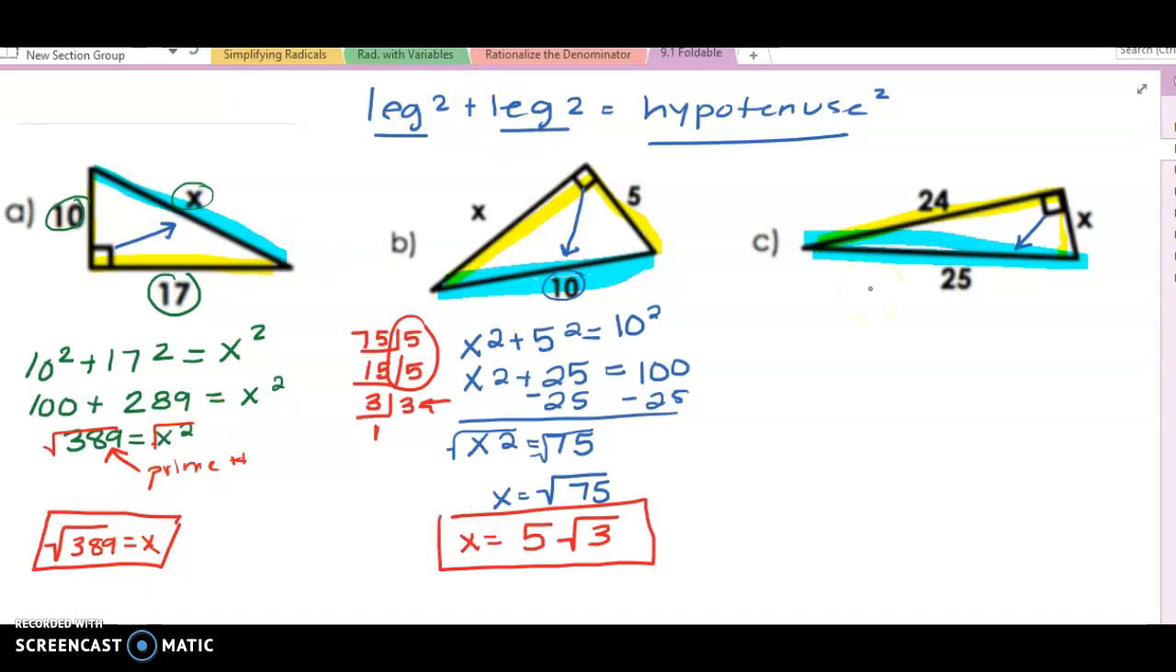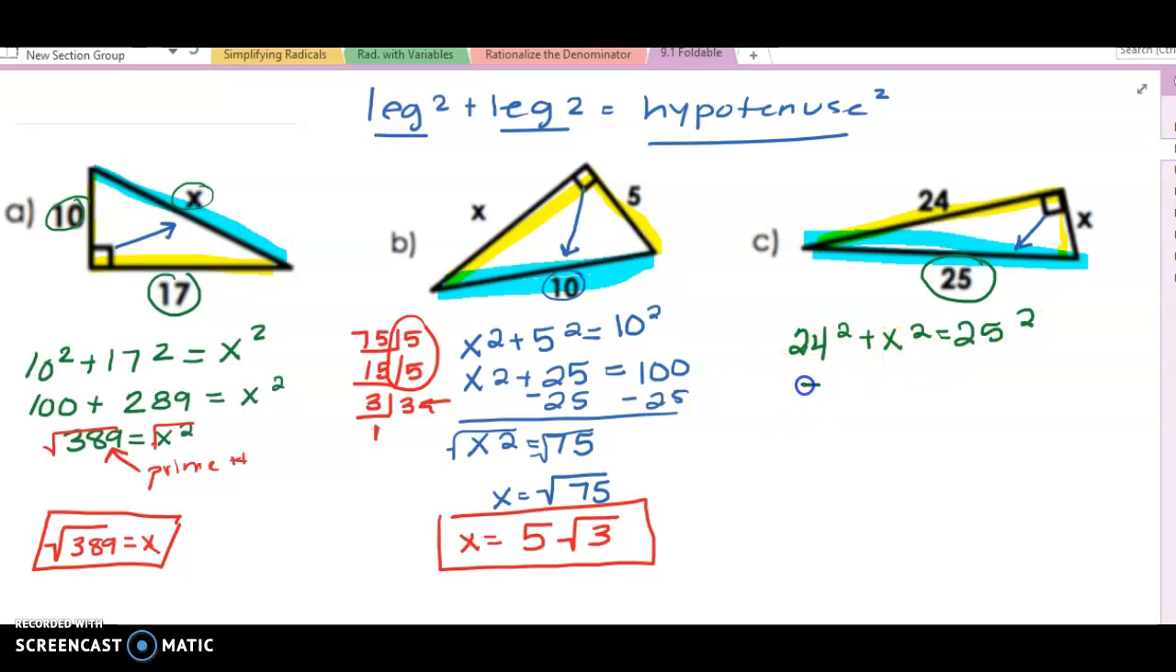All right, let's go ahead and look at C. So we have our leg squared plus our leg squared equals our hypotenuse squared. And I've highlighted our hypotenuse blue, so our 25 is our hypotenuse. So I could say 24 squared plus x squared is equal to 25 squared.